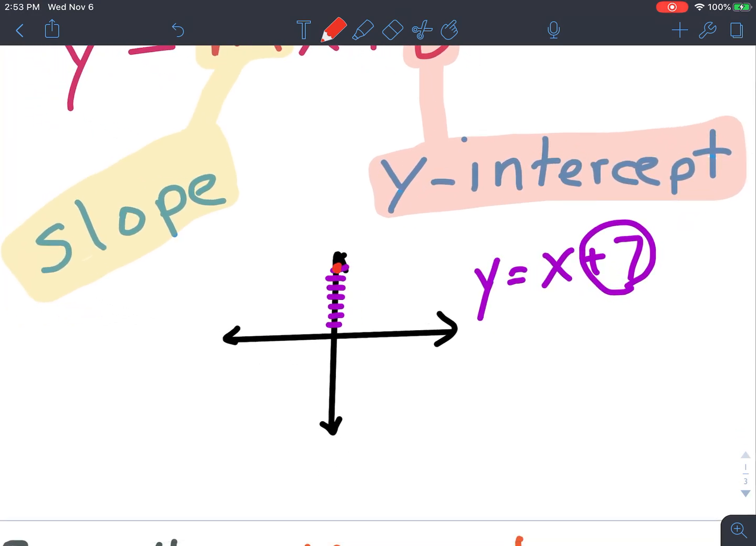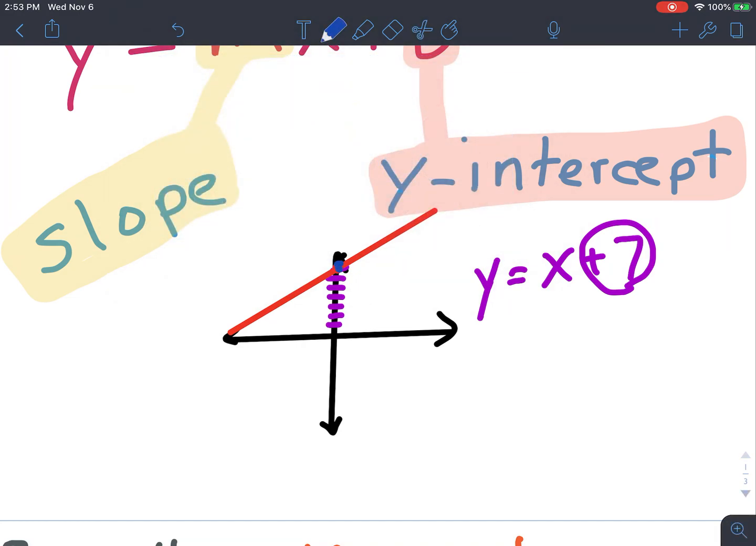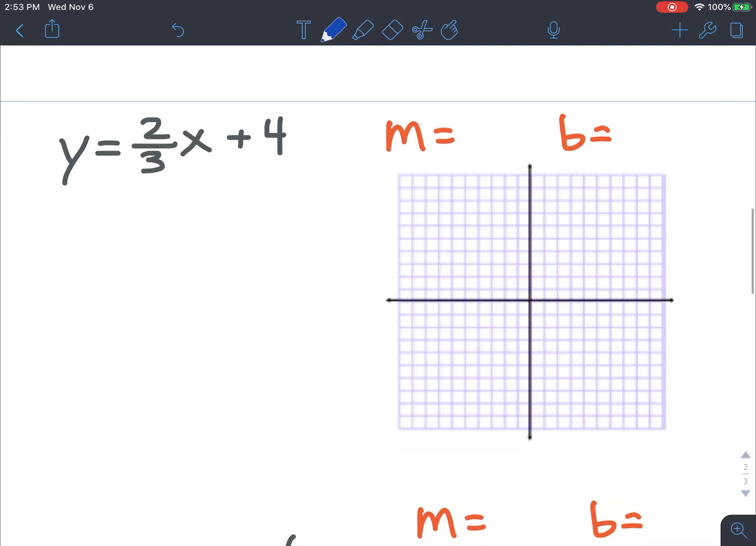So your line in this case would kind of look like this. And this spot right here where it crosses, that's the y-intercept at positive 7, where it crosses the y-axis. Okay, so let's go down and look at some examples here.